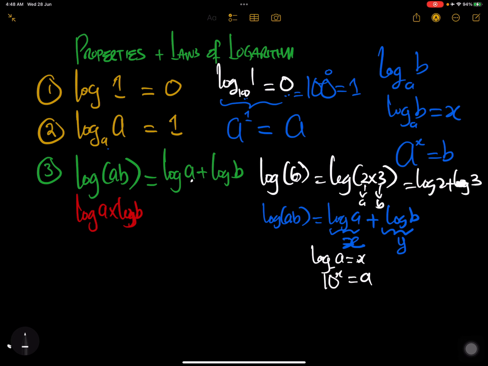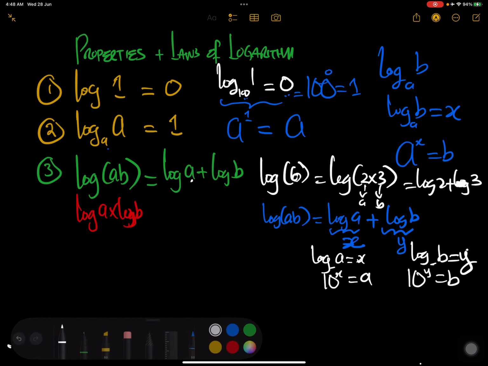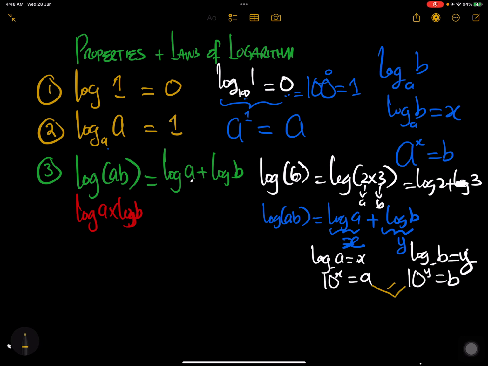What about this side? If we also have log B equal to y, you take the base, which is 10 to the power y, is equal to B. Now we're going to multiply these two together, 10 to the power x multiplied by 10 to the power y, and it's equal to A times B.